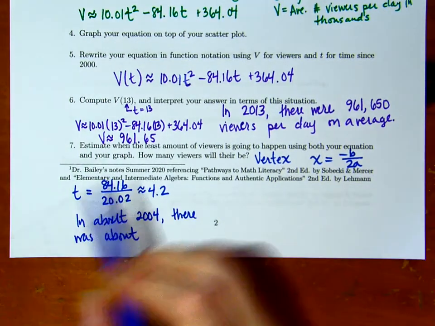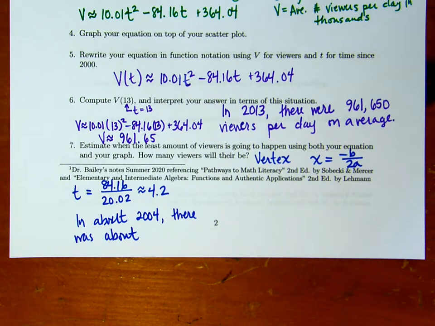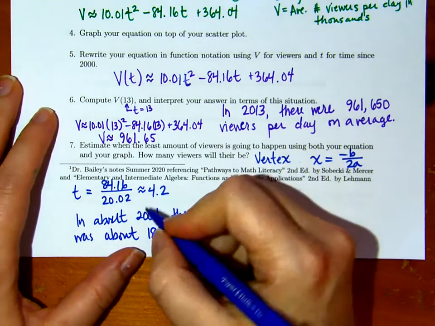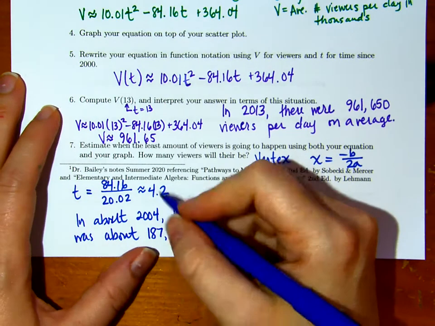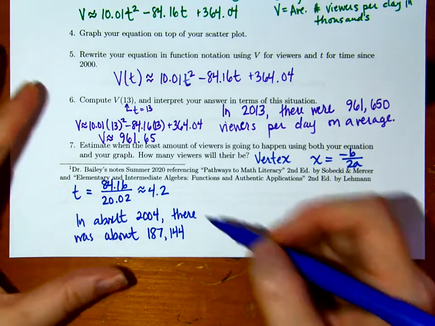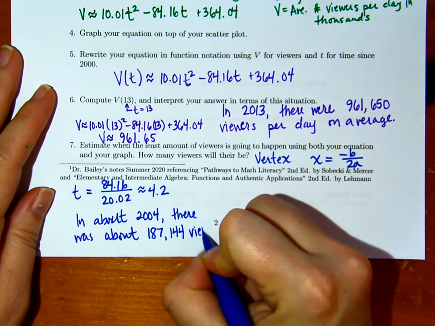Okay, and now we have to plug in 4.2 into our model. So 10.01 times 4.2 squared minus 84.16 times 4.2 plus 364.04. About 187,140. Okay. 187,144 viewers per day.